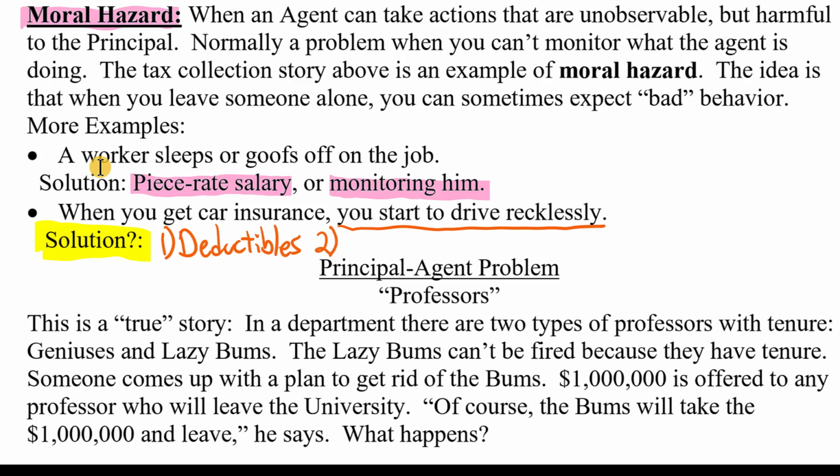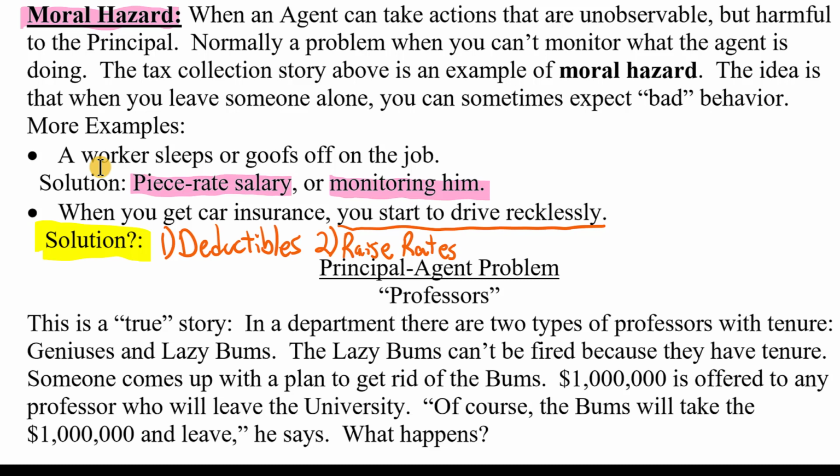Another incentive is that if you start to have a lot of wrecks, then the insurance company is going to raise your rates because they know that you're a more dangerous driver, or at least appear to be. And then there's also always the threat that if you get into too many wrecks, they'll just cancel your policy.